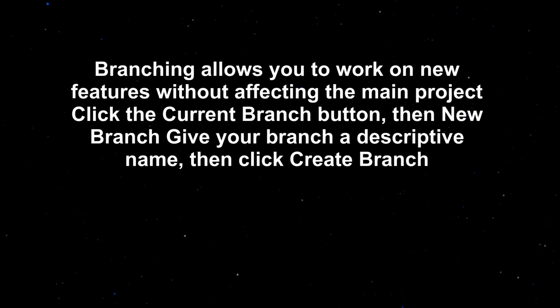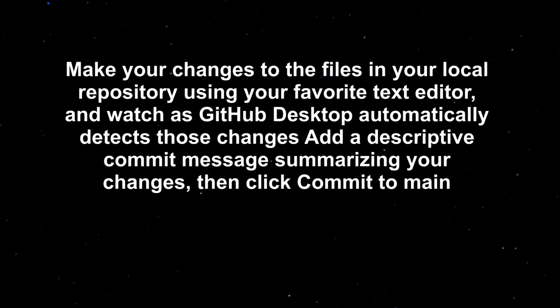Branching allows you to work on new features without affecting the main project. Click the Current Branch button. Then New Branch. Give your branch a descriptive name. Then click Create Branch. Make your changes to the files in your local repository using your favorite text editor, and watch as GitHub Desktop automatically detects those changes.